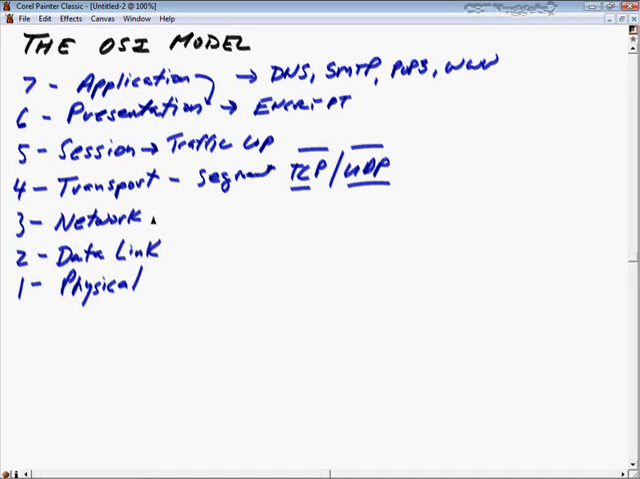Then we have the network layer, and this is where routing is done. We have routing as far as your routed protocols like TCP IP, IPX, SPX, AppleTalk, DECnet, other routed protocols. We also have the routing protocols that we're going to talk about in the upcoming nuggets here.